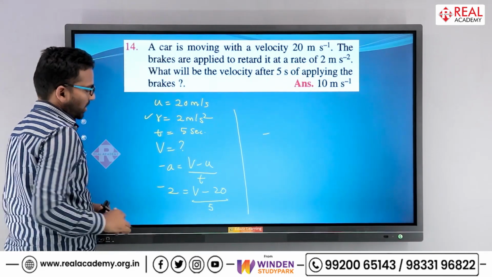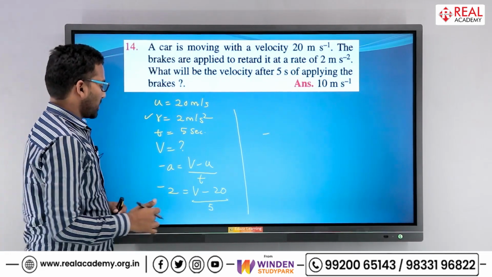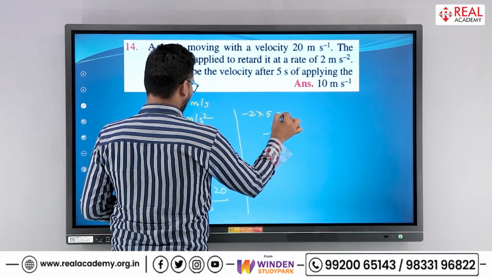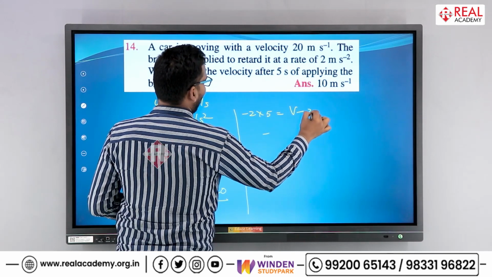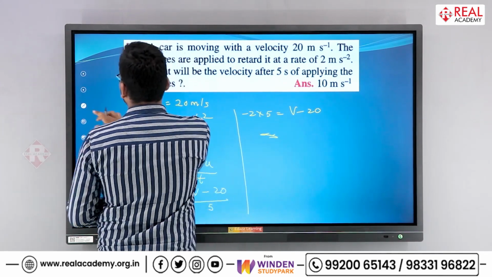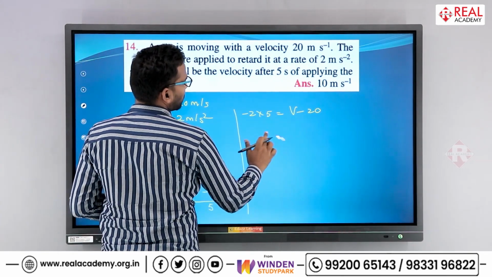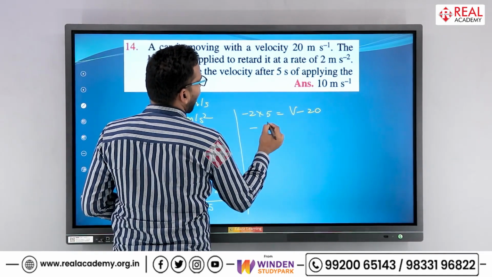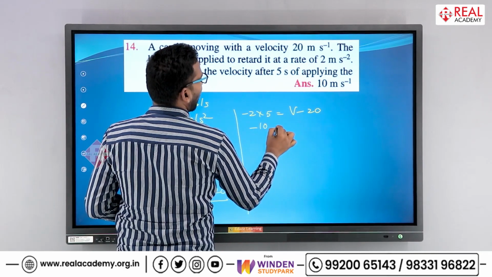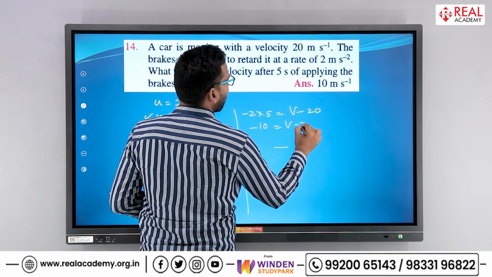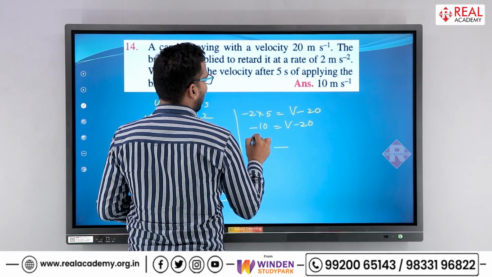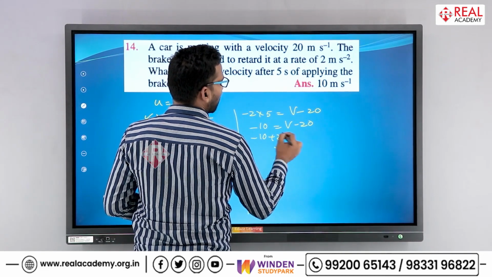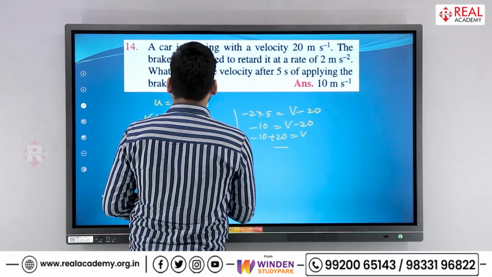Okay, so for retardation, you need to take a minus sign over here. That is minus 2 into 5 is equal to V minus 20. That is minus 10 is equal to V minus 20. If I take minus 20 over here, then minus 10 plus 20 is equal to V.